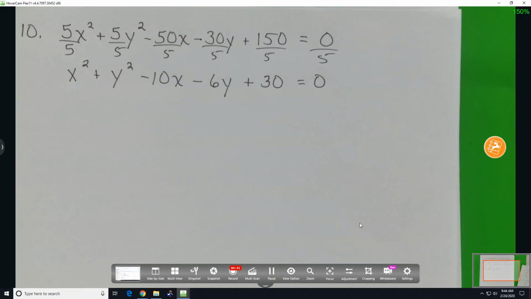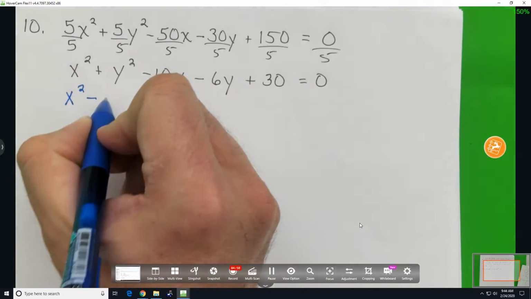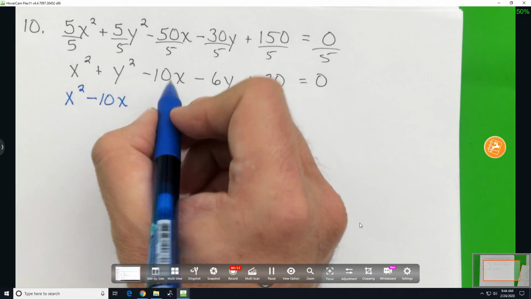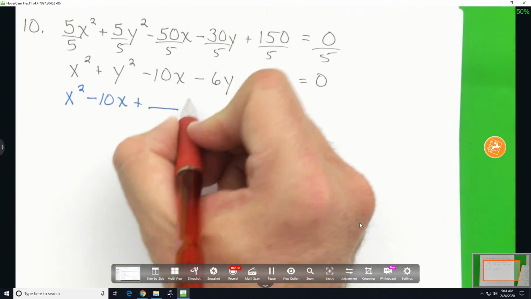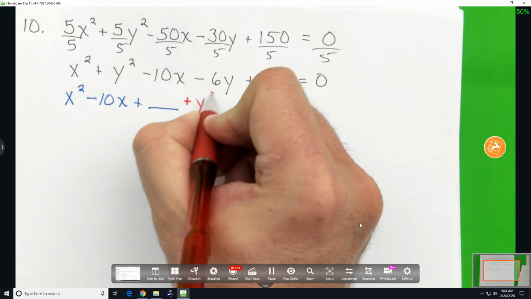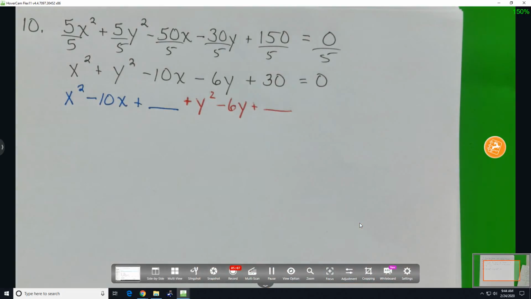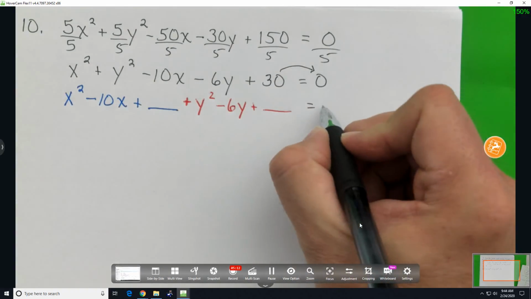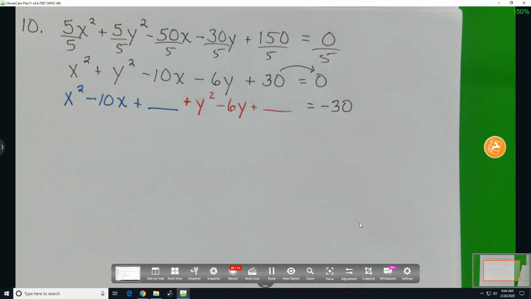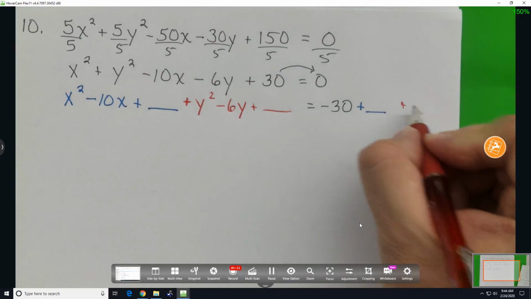Let's see. Grouping the x's together, we'd have an x squared, then a minus 10x, and then I'll put a plus blank, and I'll do the y squared. So y squared minus 6y plus blank equals a negative 30 plus a blue blank and plus a red blank.